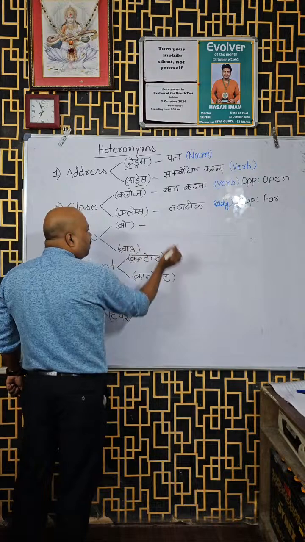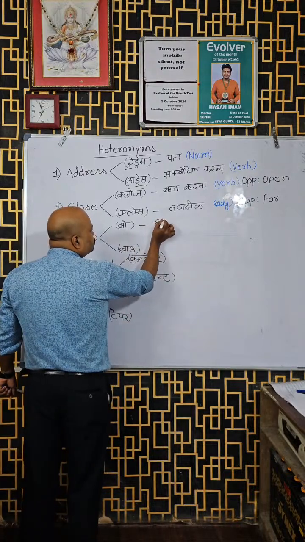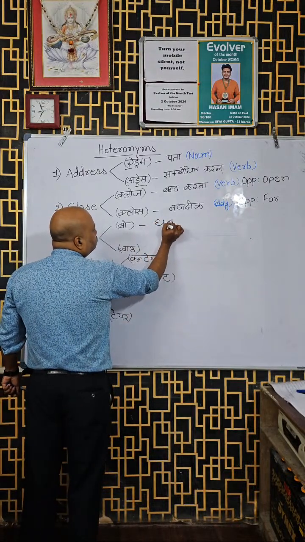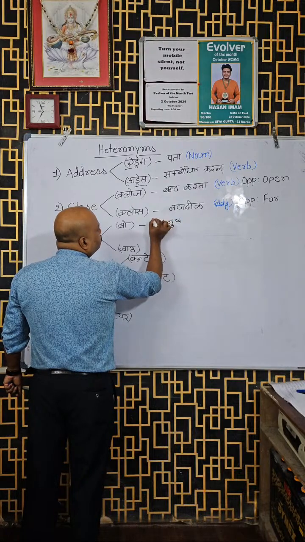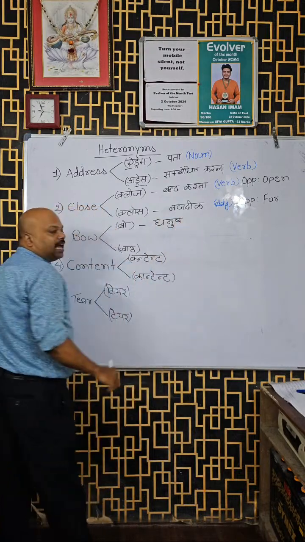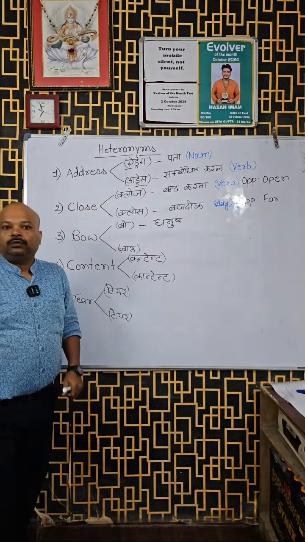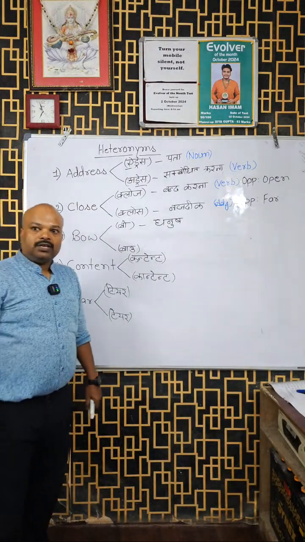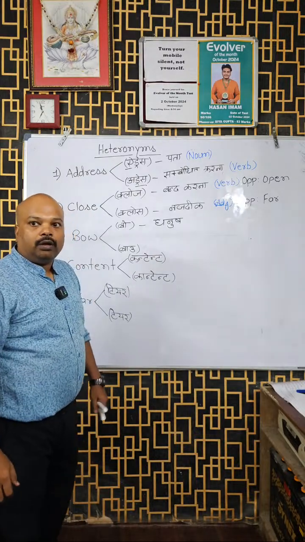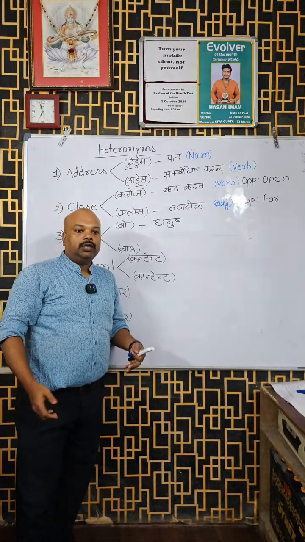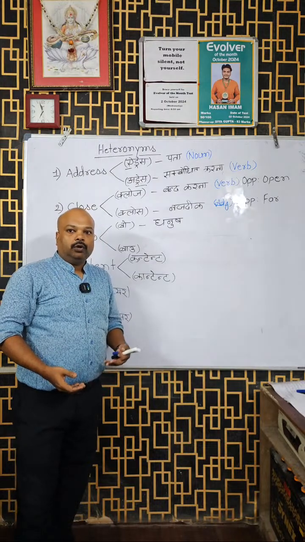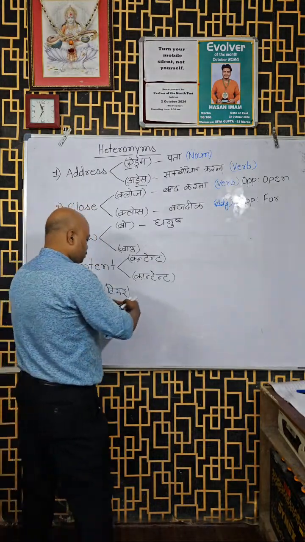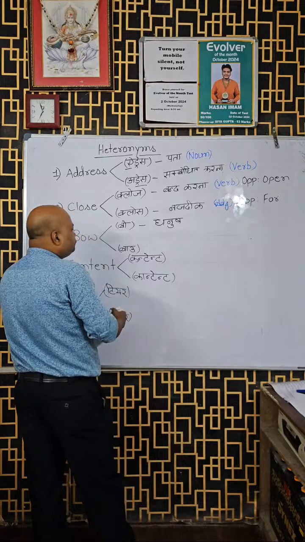The first one is bow. Bow is dhanush. Something we use to shoot an arrow. Bow and arrow. Teer dhanush. So, wo bow is dhanush. This is a noun.